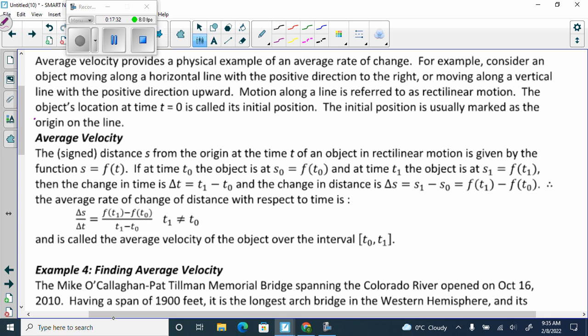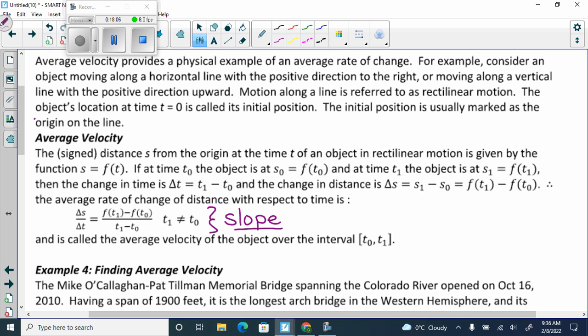So here it says then the change in time is delta t, so t1 minus t0, and the change in distance is s1 minus s0. Now equals f of t1 minus f of t0. The average rate of change is this, and it's called the average velocity. Do you know what this is? Slope. It's change in s, which is change in the distance. So you just fill in the times and get the y's. And this is change in t, fill in the times. This is slope, written in a really convoluted, make you freak out kind of way.